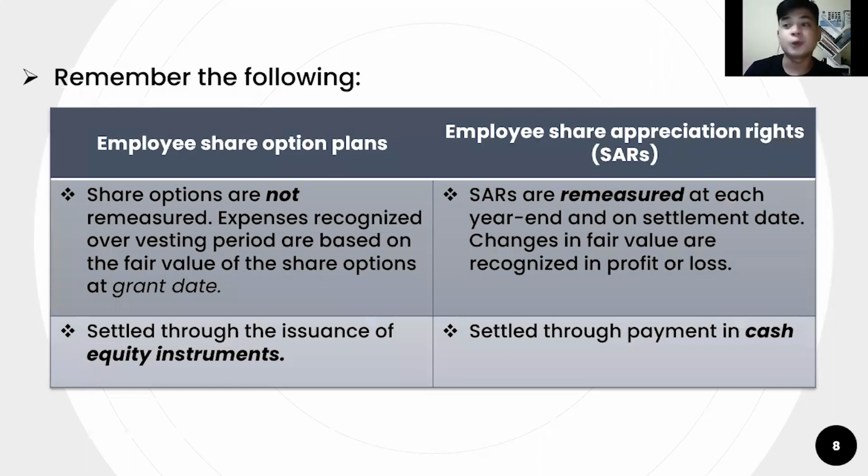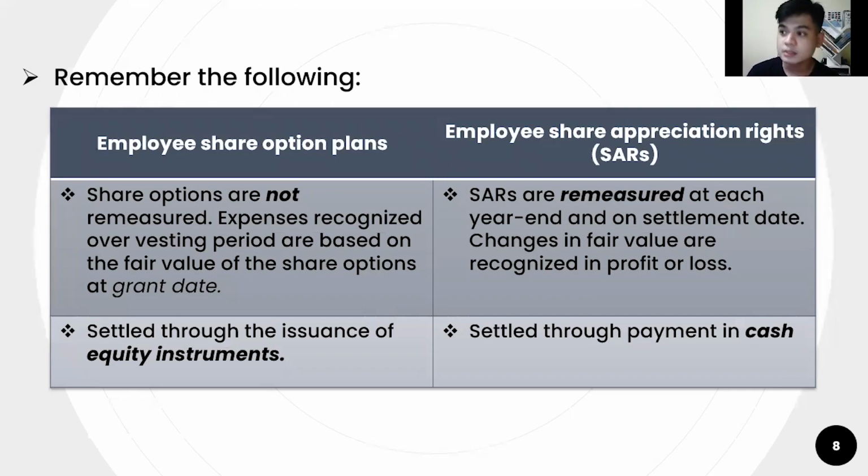Now, this table is important po, no? Kasi dito natin na pagkukumpara si employee share option plans at saka si SARS. So, sa employee share option plans, share options are not remeasured. Okay, clear na agad, no? Kasi si SARS is re-remeasured. Expenses recognized over vesting period are based on the fair value of the share options at grant date. Changes in fair value are recognized in profit or loss. At isa pa sa kanilang biggest na pagkakaiba is si employee share option plans is sinesettle through the issuance of equity instruments.